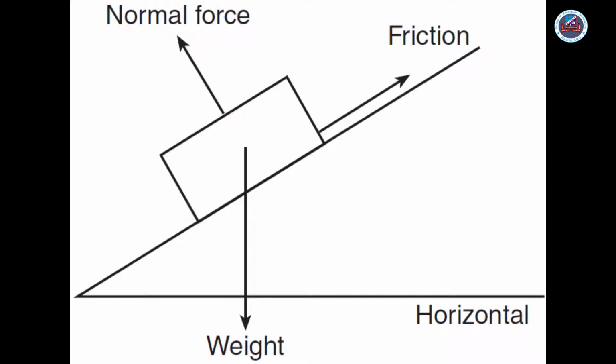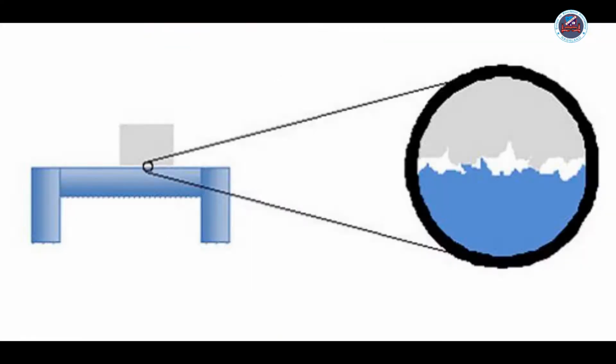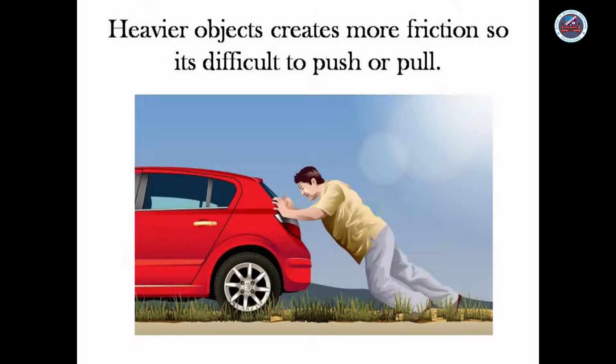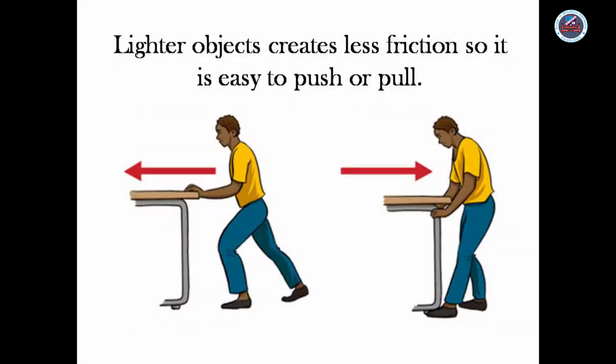If the slope is a smooth surface, the box will slide down easily. This is because friction decreases if the surface is smooth. So what we can learn from this is that friction differs from one surface to another. The weight of an object also changes the amount of friction. An object which weighs more will have more friction than an object with less weight. This is the reason why it is more difficult to push a heavy object than a lighter object.